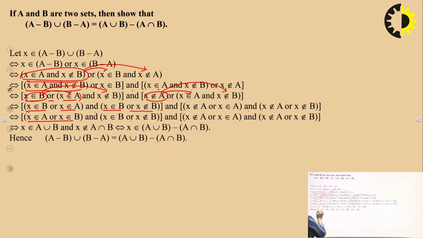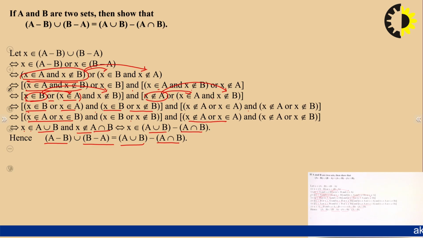What we get? X belongs to A union B, and from here what we get? X does not belong to A intersection B. What we get? A minus B, then union B minus A, then A union B minus A intersection B. So this is how we have solved this question. This is the method how we can use.